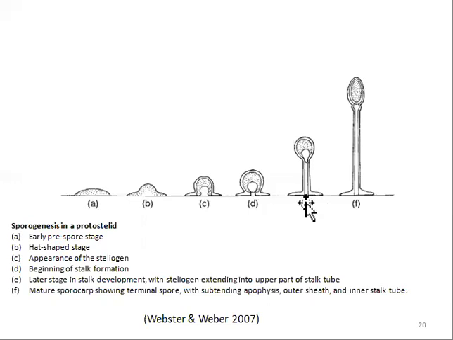E represents the later stage in stalk development with stereogen extended into the upper part of the stalk tube. Here, F represents the mature sporocarp showing a terminal spore with subtending apophysis. There is an outer sheath and the inner stalk tube present here. This picture is taken from the Webster and Weber book, Introduction to Fungi.